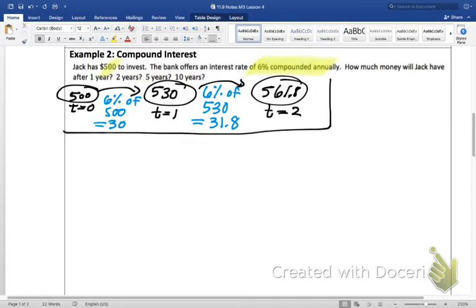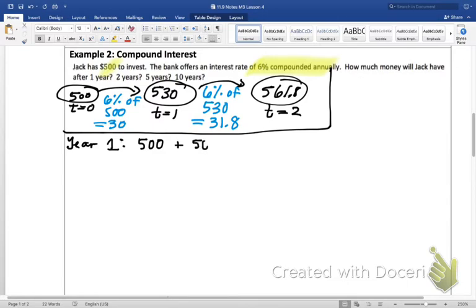We could keep building up like this, but I'd like to look at the structure of the calculations we're doing here, and that's going to help us think about how to write a formula. So the idea would be that if we think about what we're doing when we take a percentage, after year 1, we're taking the 500 that we started with, and we're adding to that 6% of 500.